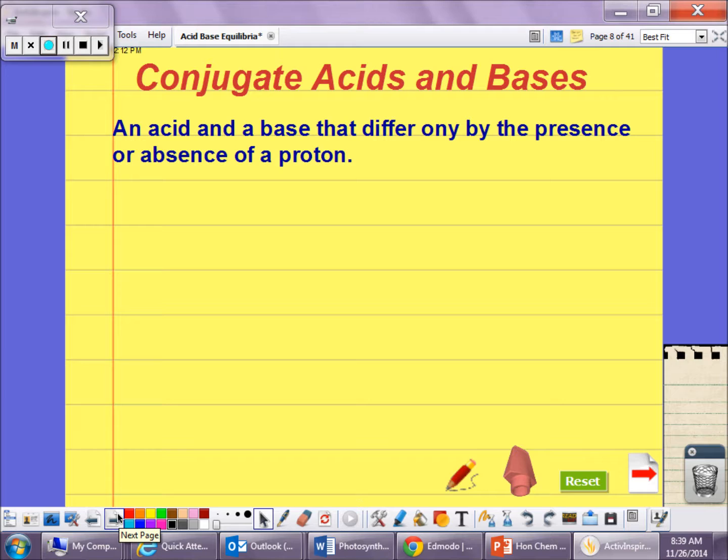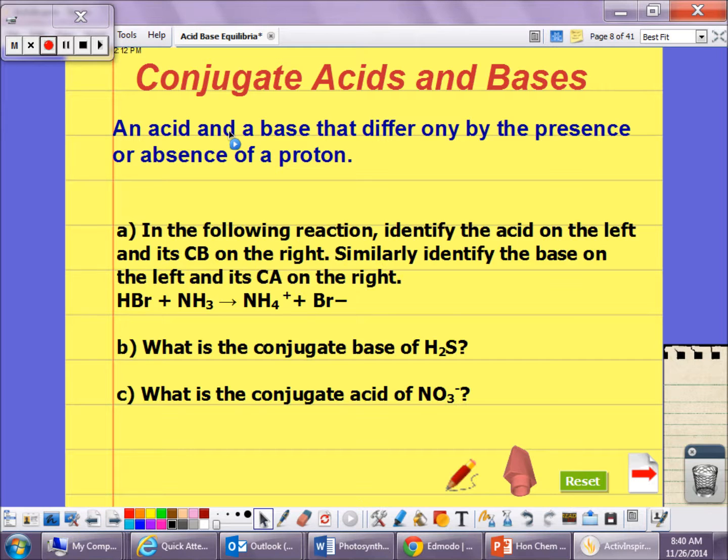Now, another part we need to review from last year is conjugate acid base pairs. A conjugate acid base pair is an acid and a base that differ only by the presence or absence of a proton. That means a hydrogen ion. Let's practice this.